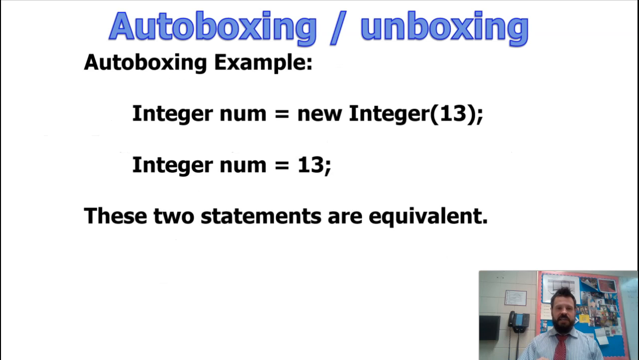So as an autoboxing example, I have two lines of code that essentially do the same thing. I can say I want to make an Integer object called num, call the new Integer constructor, and pass an int parameter in. Or I can just say Integer num gets 13. Java will autobox that primitive 13 as an Integer, with the two statements being equivalent. So once again, a lot of the hard work's getting taken care of for us behind the scenes. We really don't need to think too much about the int as an object. Java kind of boxes that up for us.